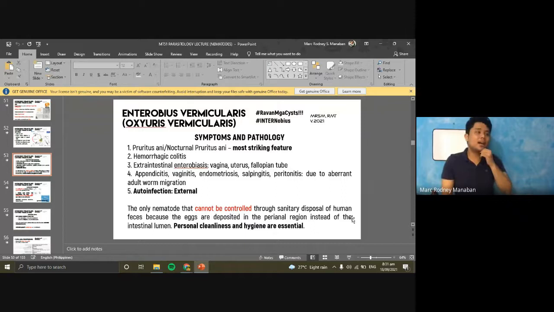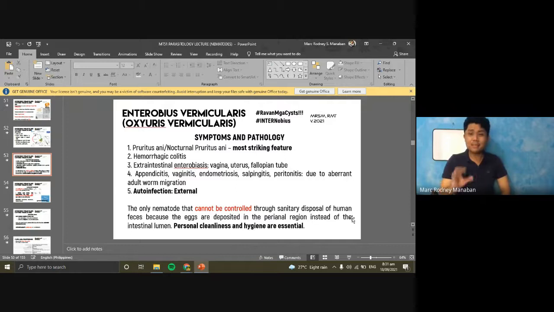Disinfection. Usually enterobiosis is common in the cold regions, the temperate regions in the US and Europe. Because again, it's cold there, so they seldom bathe and seldom change clothes. Because it's cold, your Enterobius thrives, because reinfection keeps recurring, right? So that's the best way to prevent it, okay?